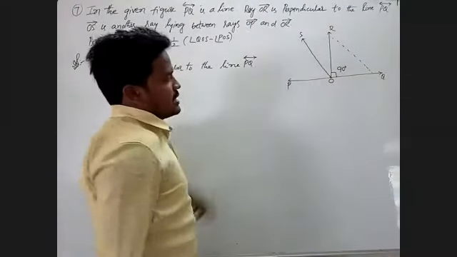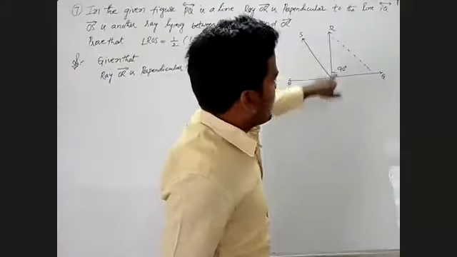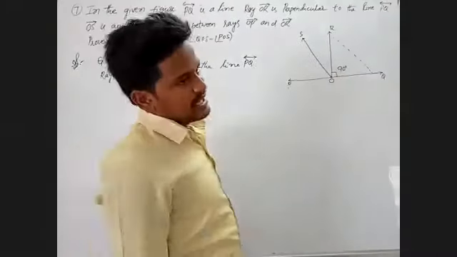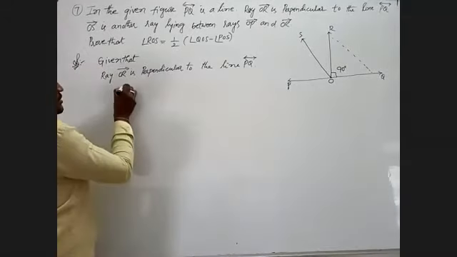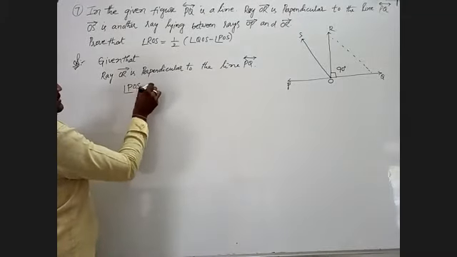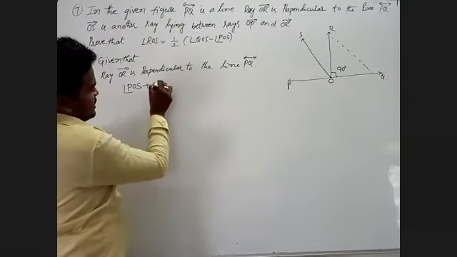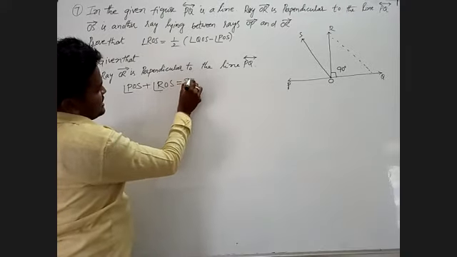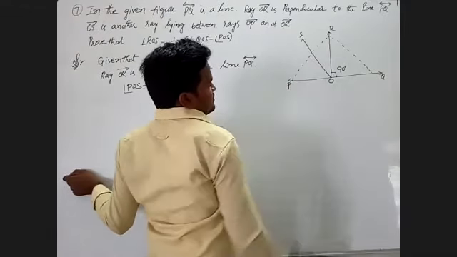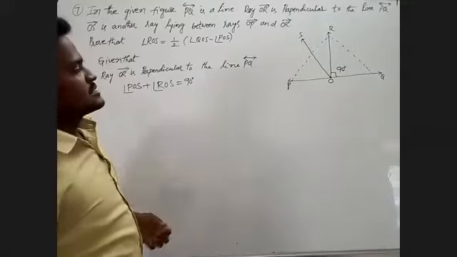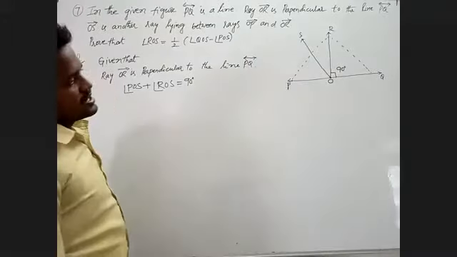I will write angle POS plus angle ROS is equal to 90 degrees. This also forms a right angle. Their sum is also 90 degrees, right. When the sum of two angles is 90 degrees, they are known as complementary angles.